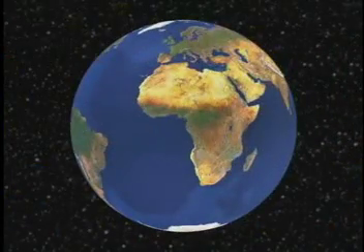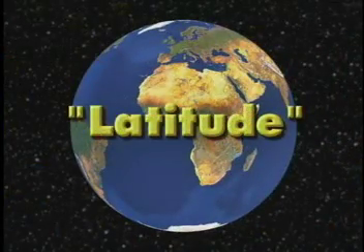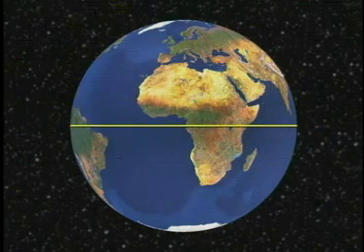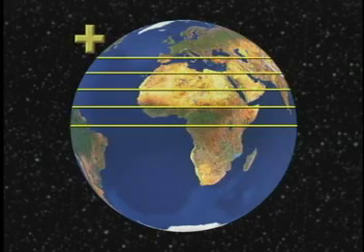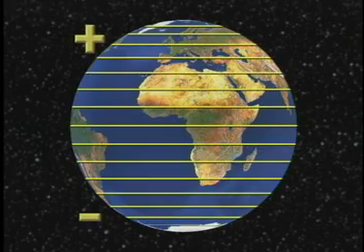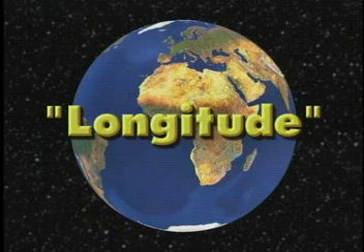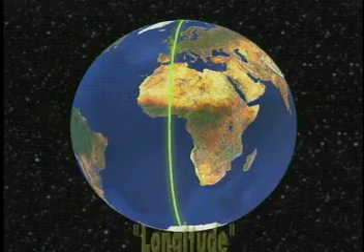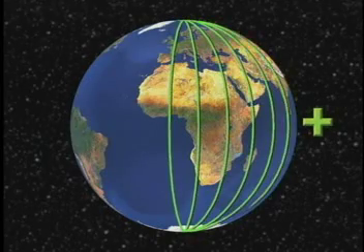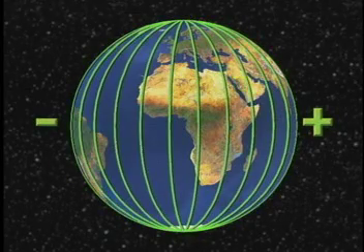Here are some terms you will need to know. Latitude, a geographic coordinate measured from the equator, with positive values going north and negative values going south. Longitude, a geographic coordinate measured from the prime meridian, which is the longitude that runs from Greenwich, England, with positive values going east and negative values going west.